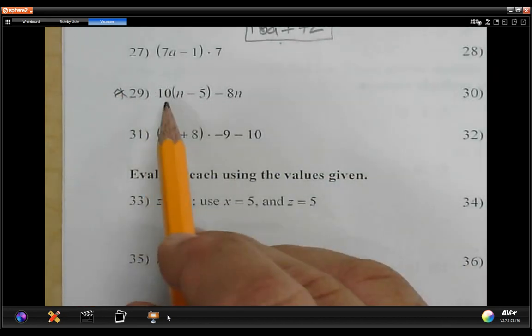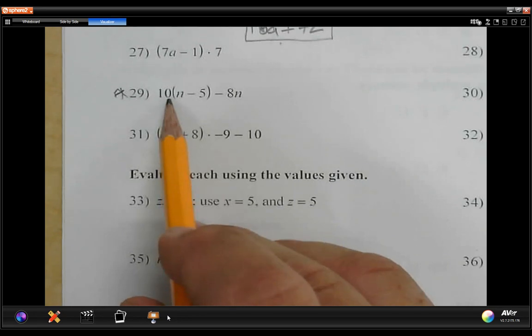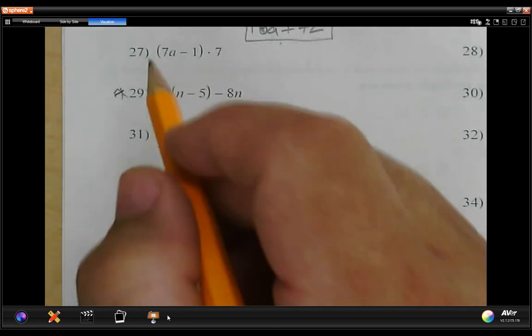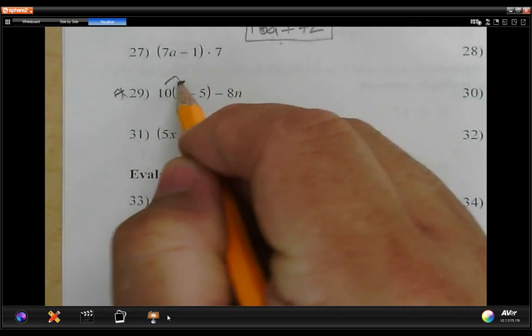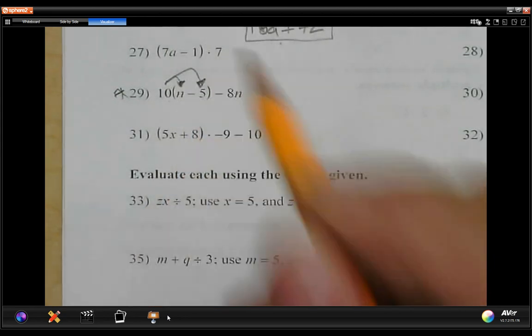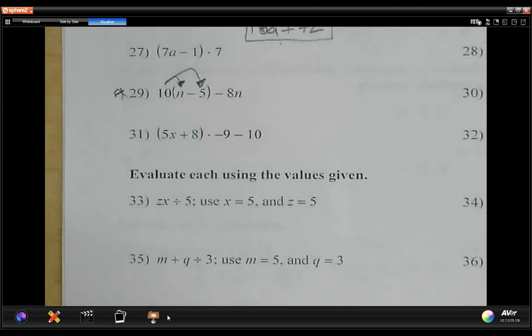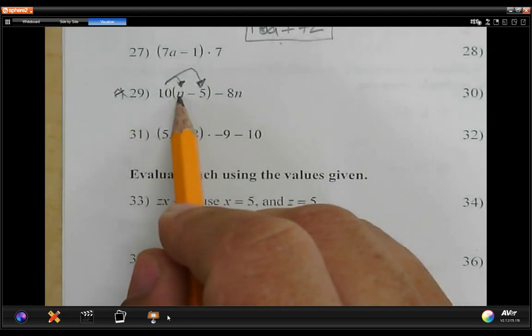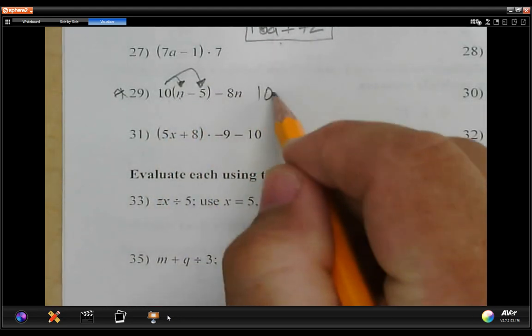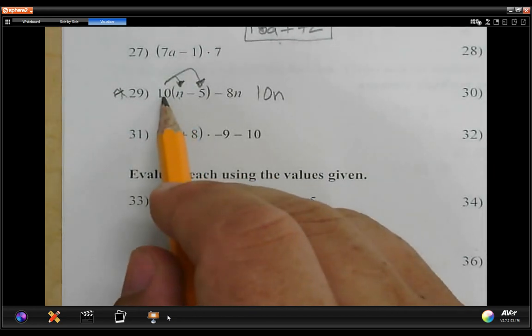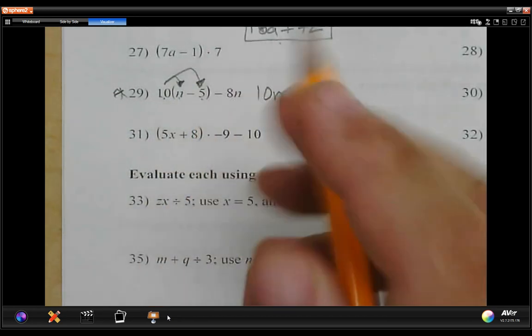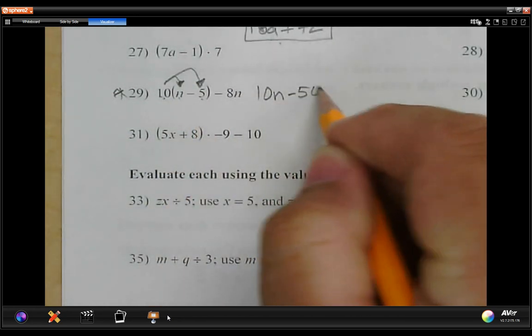And again, we see that we have multiplication times a binomial. So we know that this needs to be multiplied by both parts. It needs to be distributed. And we'll just leave this negative 8n hanging out here just a minute, okay? So 10 times n is simply going to be 10n. 10 times a negative 5 is going to equal a negative 50.